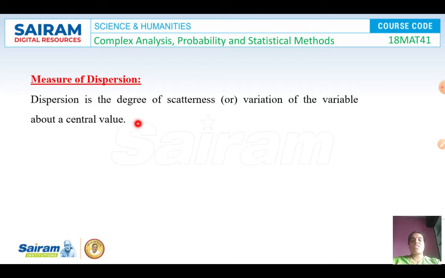One more definition let us recall here is measure of dispersion. So dispersion is the degree of scatteredness. The values are dispersed, the people are dispersed, means they have moved away. So degree of scatteredness is called dispersion. It is also defined as variation of variables about a central value.